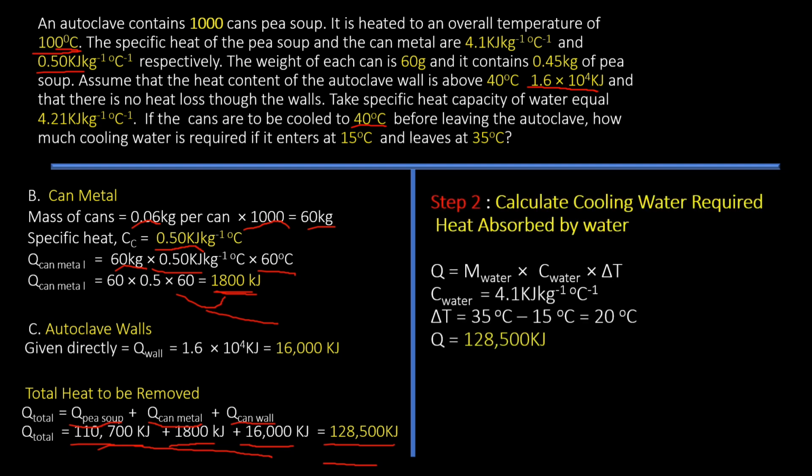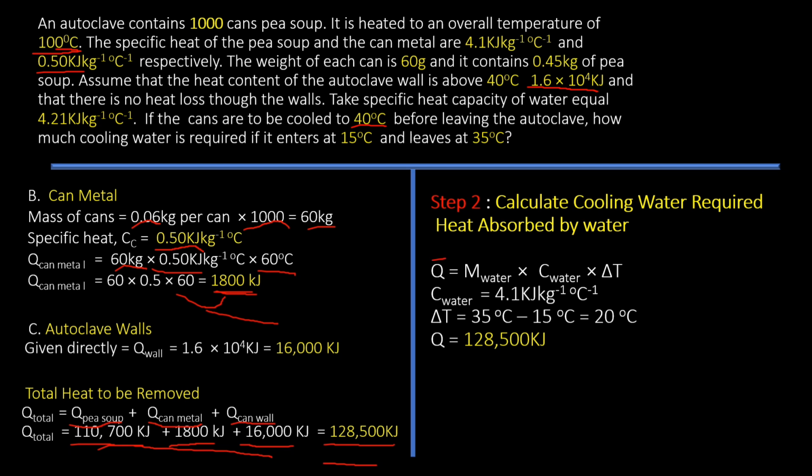Then, since we already know that, we need to calculate. The function of the water there is to cool the three of them: the can, the soup, and the autoclave wall. As water is cooling them, water itself is also absorbing the heat. So to calculate that, the heat absorbed by the water is equal to the mass of the water. Don't forget, we make use of this formula all through: Heat, that is Q, is equal to mass times specific heat capacity times change in temperature.